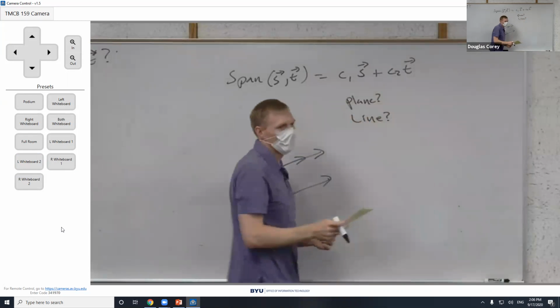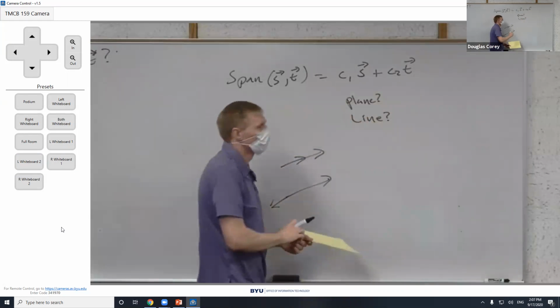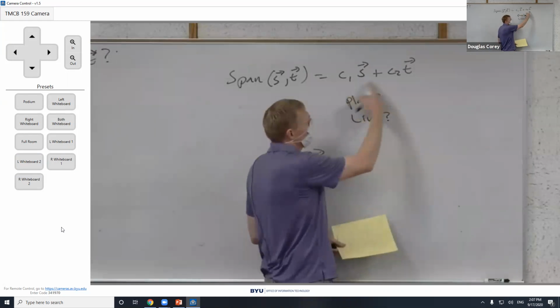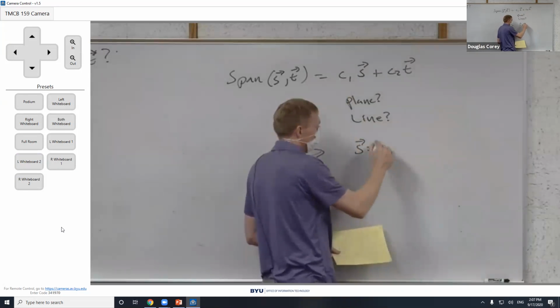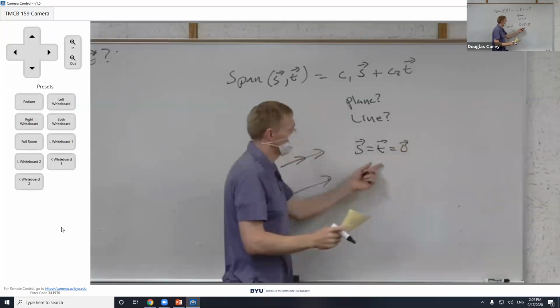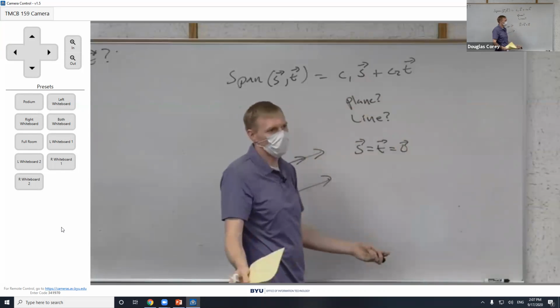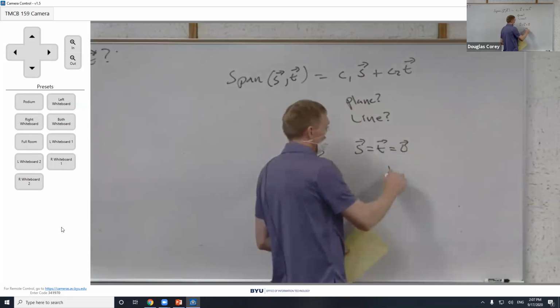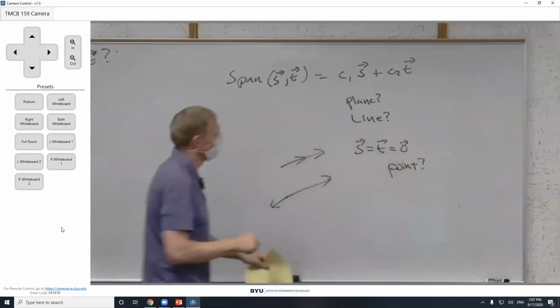Okay? And there's one special case where it could be a point. If both S and T were the zero vector, the origin, no matter what combinations you got, you are still going to be at the origin. So it could be a point. It could be any of those. Okay?